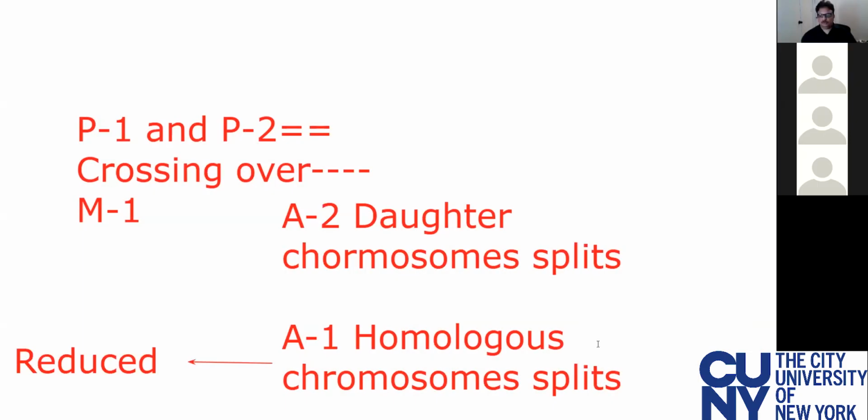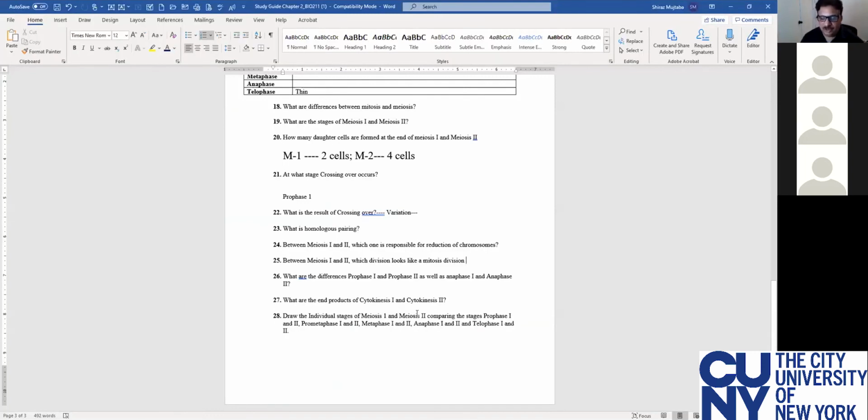What are the last few questions? What are the end products of cytokinesis one and cytokinesis two? So let me repeat this question. Cytokinesis is division of cytoplasm. Cytokinesis one occurs at the end of meiosis one, and this gives rise to two daughter cells with a reduced number of chromosomes. Cytokinesis two happens after meiosis two, and from two daughter cells, cytokinesis two gives rise to four daughter cells.